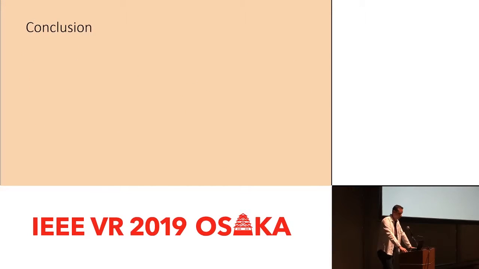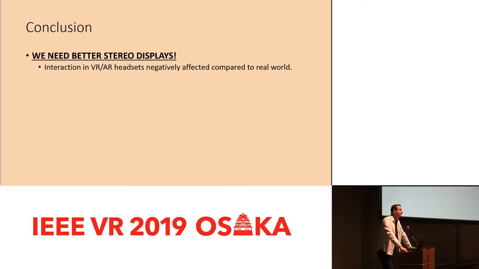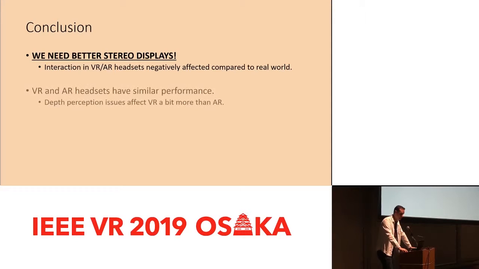So, in conclusion, first of all, we need better headsets. Because in the first experiment, done by Mayra, we found significant differences between the stereo display and the real world movements, and when we extended it to the virtual world, we still got the same results: user performance decreases when we use stereo displays compared to the real world. The second thing is that VR and AR headsets show similar effects. The perception effects do affect virtual reality a little bit more, but for the movement type, throughput, and error rate, we have the same results.